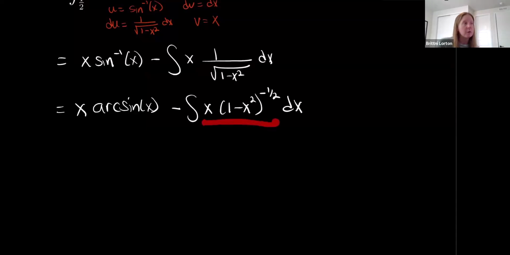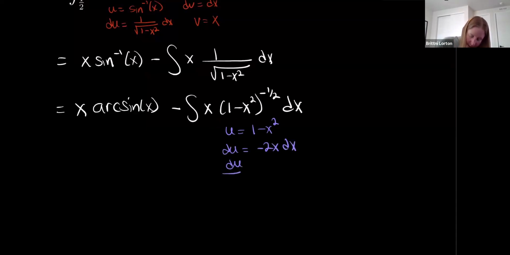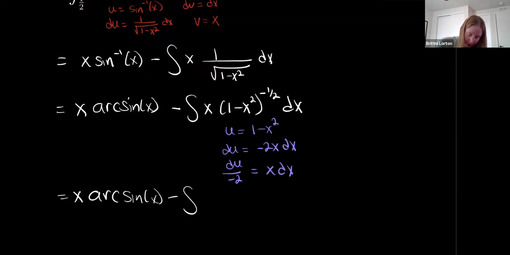This one actually I can use a u sub for though. So I'm going to do that. u is equal to 1 minus x squared. du is negative 2x dx. So du divided by negative 2 is x dx. This is kind of a long one. This is going to then become x times arc sine of x minus the integral of u to the negative 1/2 times du divided by -2.